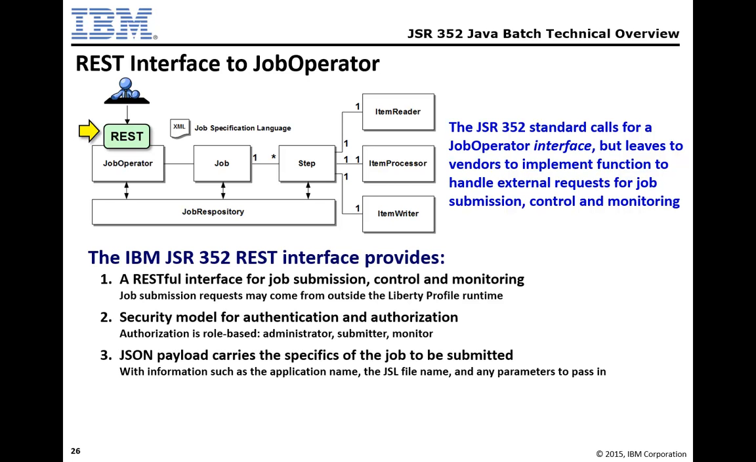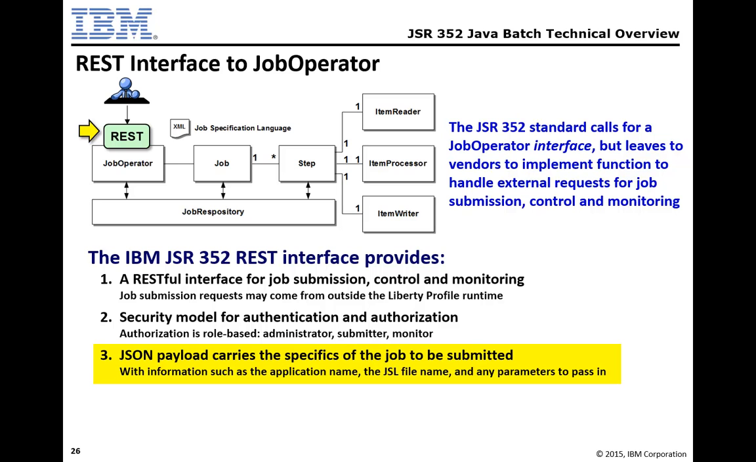To address this, IBM has created a REST interface to the job operator function of JSR352. This provides a way to remotely submit, monitor, and control Java batch jobs running in the IBM JSR352 runtime. The REST interface provides a security layer as well. It provides a point for authenticating users seeking to use the interface, and it provides a role-based mechanism for granting access to the functions of the REST interface.